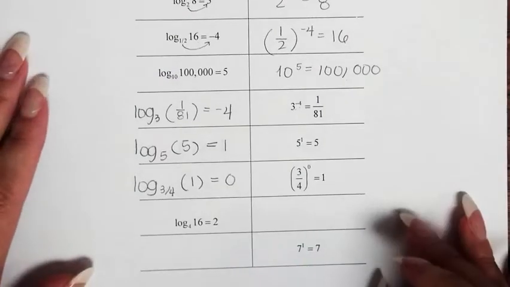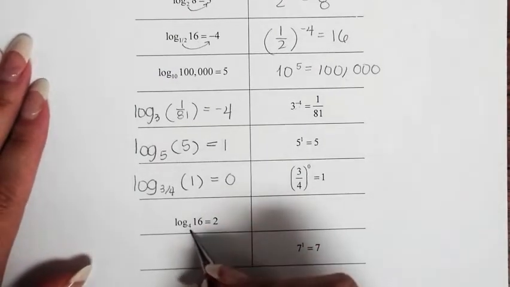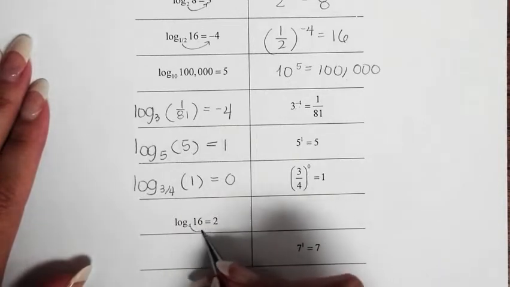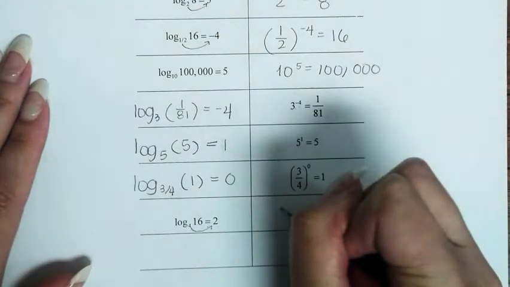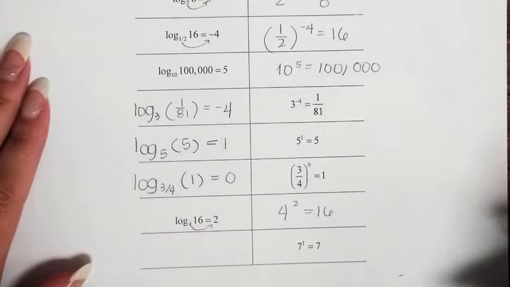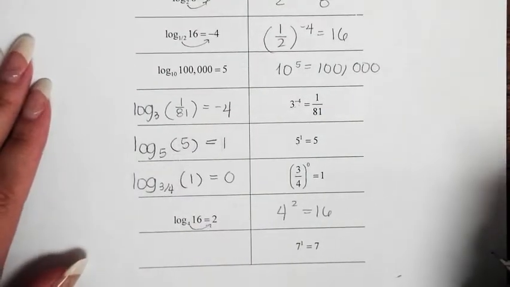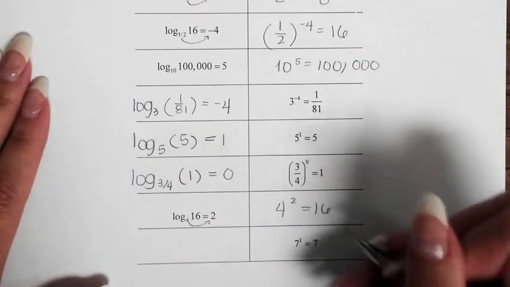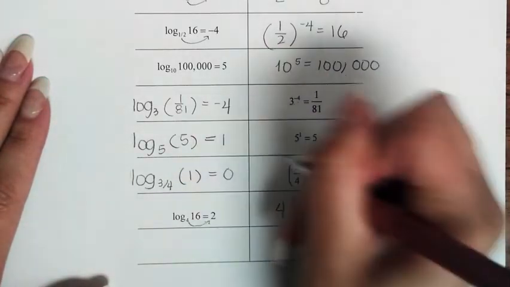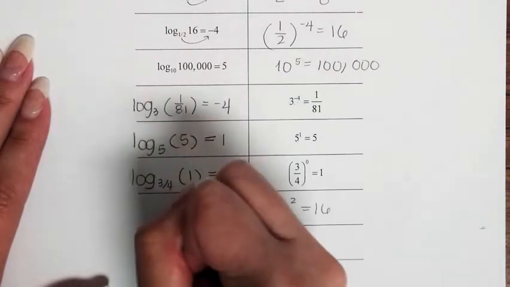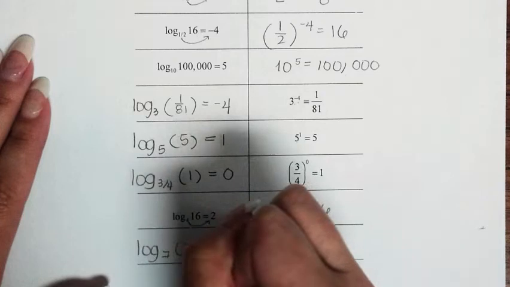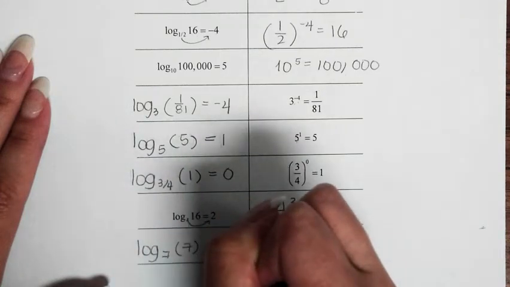Now this one that we have over here, you have log base 4 of 16 is equal to 2. So what you do again is take 4 to the power of 2, which is equal to 16. That's the exponential form. And last but not least, you have 7 to the power of 1 is equal to 7. That one is pretty similar to the one with 5s that we did before. So you have log base 7 of 7 is equal to 1.